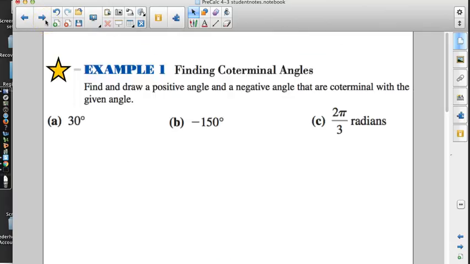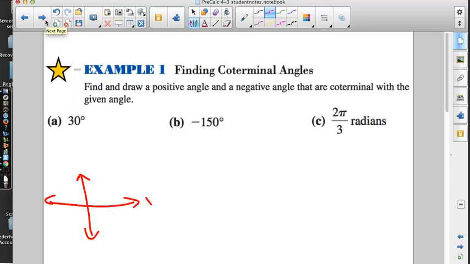Example 1 says finding coterminal angles. Find and draw a positive angle and a negative angle that would be coterminal with the given angle. Okay, so 30 degrees. I would say 30 degrees, splitting this into threes, about there. There's my 30 degrees. How do I find an angle that's going to be coterminal with that?